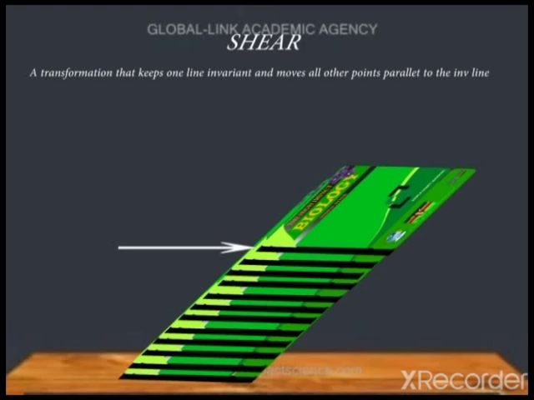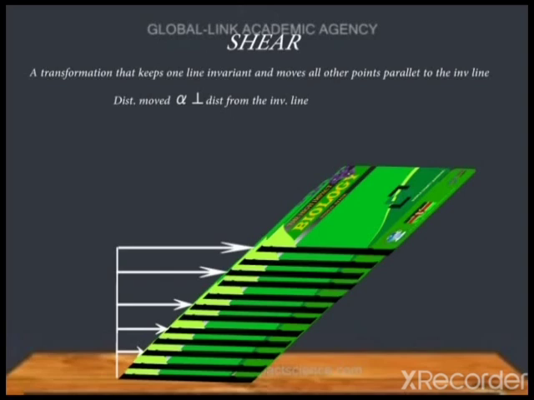The topmost book moved the longest distance, or it was most displaced, and the bottom one was displaced the least distance, that is 0. The topmost book is farthest from the invariant line and thus moved the farthest of the rest. In a shear, the distance moved by each point is proportional to its distance from the invariant line. The constant of proportionality in this relationship is called the shear factor.